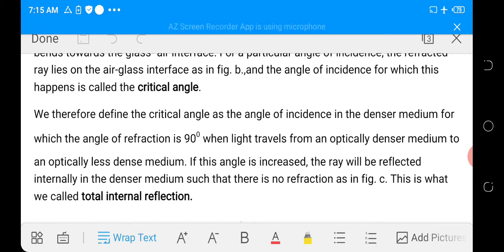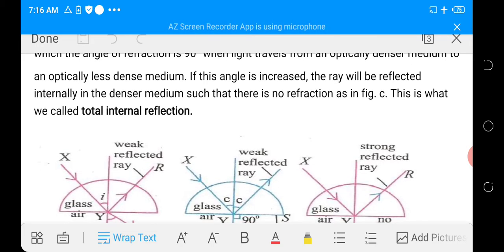If this angle is increased, the ray will be reflected internally in the denser medium, which shows that there is no refraction, as in figure C. This is what is called total internal reflection, as explained earlier.